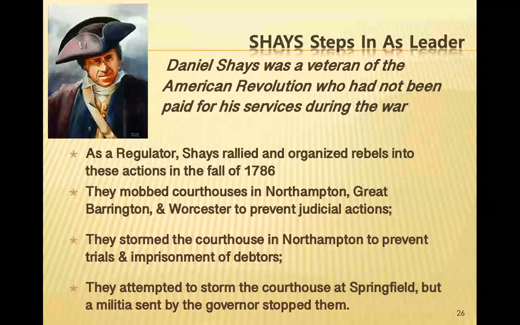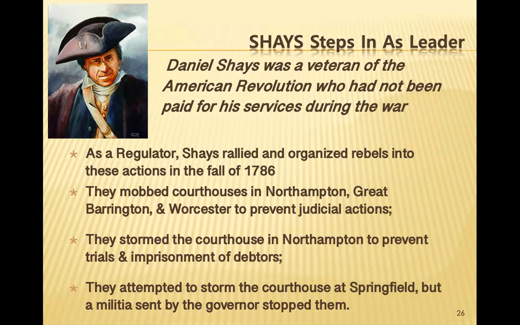Well, someone led the charge, and someone always steps up to lead the charge in things like this. And in this case, it was a guy named Daniel Shays. And Daniel Shays was a veteran of the American Revolution who had not been paid for his service. So he had a dog in this fight, so to speak. And as a regulator, he rallied and organized the rebels to a call to action in the fall of 1786.